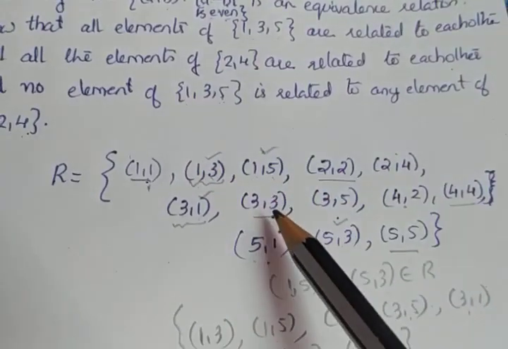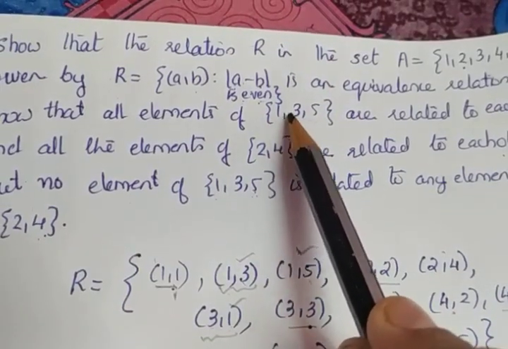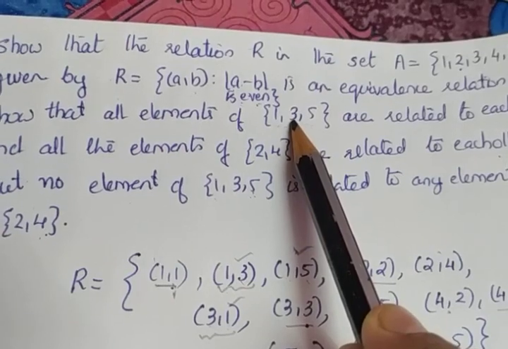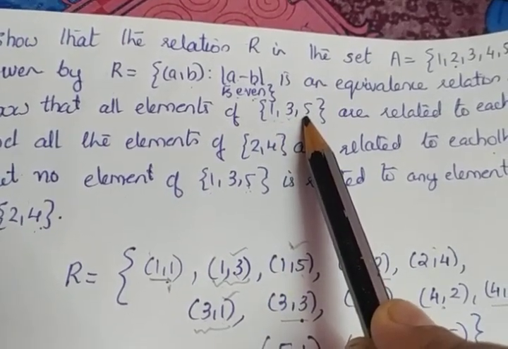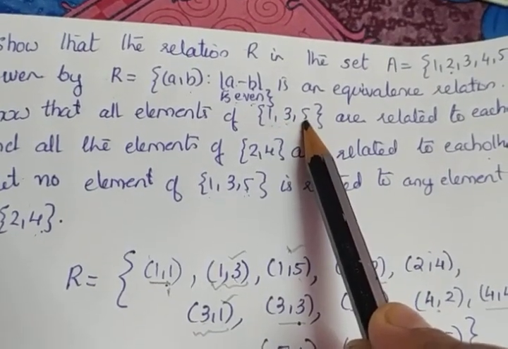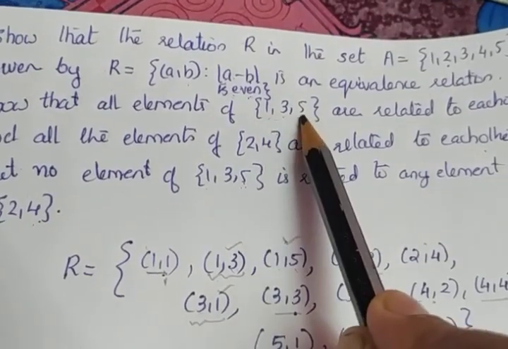Otherwise, without checking in R, just check whether the modulus of the difference of these two numbers is even. 1 minus 3 is minus 2, its modulus is 2, an even number. 3 minus 5 is minus 2, its modulus is again 2, again an even number. 5 minus 1 is 4, its modulus is 4, which is again an even number. So each element is connected to each other.